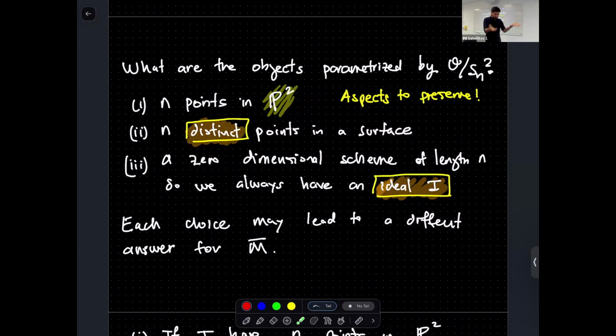And you can say, whoa, this is the wrong answer. This collection of points really is a zero-dimensional scheme. You should think about a scheme as having an ideal. So you always should have an ideal, always. And if you add new objects, these new objects also have to have ideals. And I think that way, like a zero-dimensional scheme. So in each choice, I'm picking an aspect to preserve, and they will lead to different options for this compactification, for the new objects that I will have.